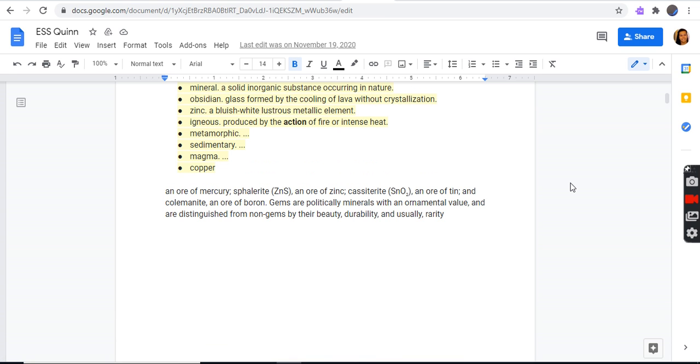The ore of mercury, sphalerite. Sphalerite, ZnS, is an ore of zinc. Cassiterite, SnO2, an ore of tin, and colemanite, an ore of boron. Gems are minerals with an ornamental value and are distinguished from non-gems by their beauty, durability, and usually rarity.